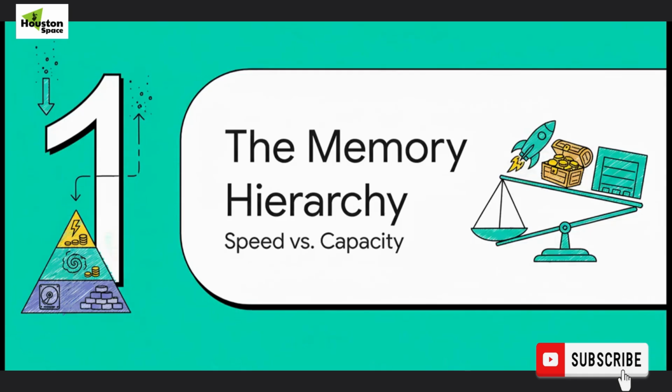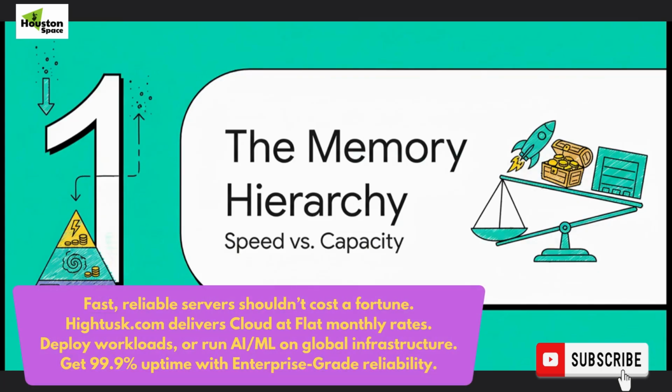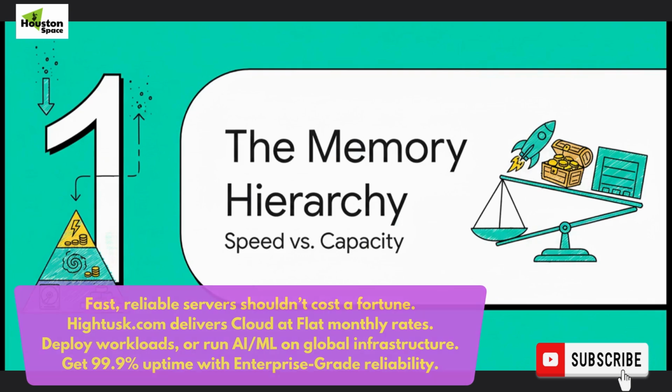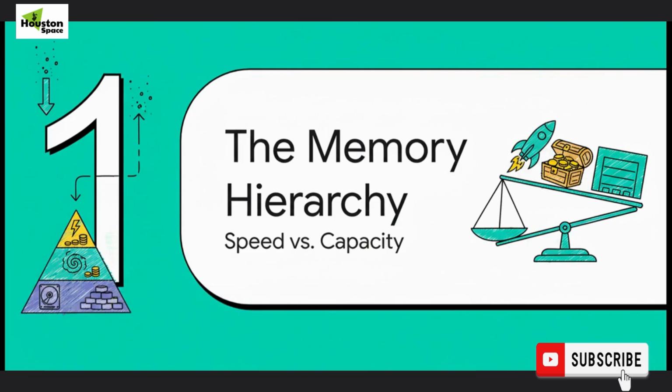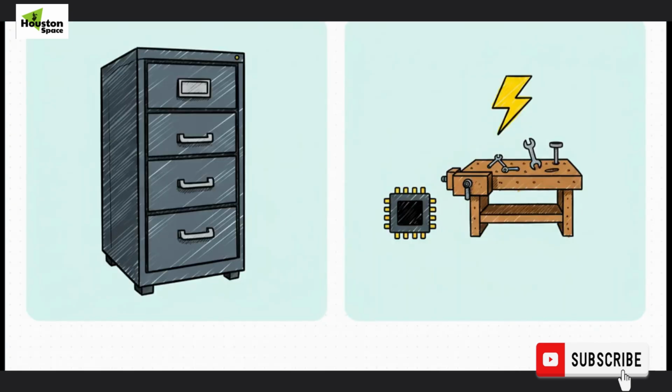So why bother with two separate spots for data? Why not just have one? Well, it all boils down to a fundamental trade-off in engineering. It is basically impossible to build one type of memory that's gigantic, ridiculously fast, and cheap. So because of that limitation, we get something called the memory hierarchy. The two big players in this story are your solid-state drive, or SSD, that's our library, and your dynamic random access memory, or DRAM, that's the workbench.